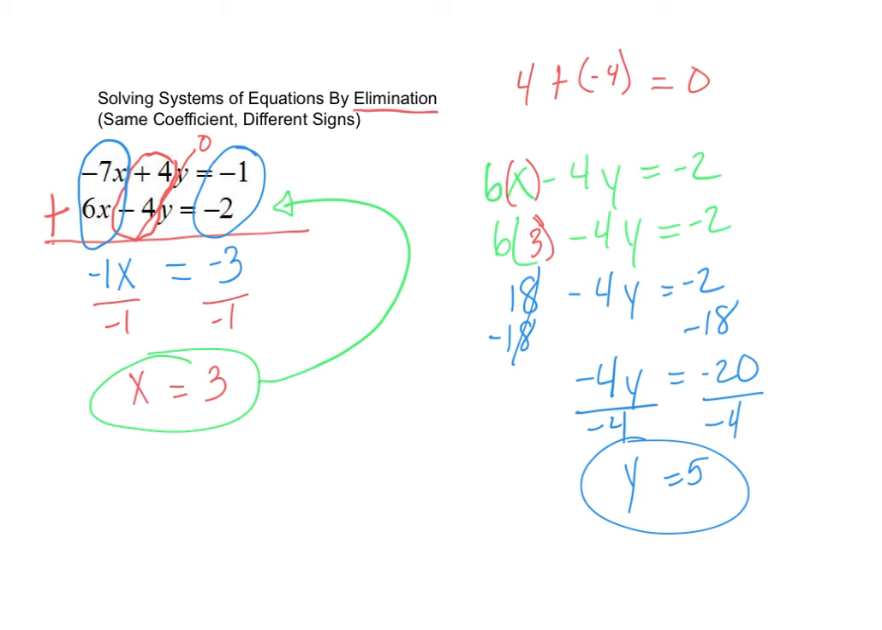Once you have x equals a number and y equals a number, you can identify the solution, because your solution should be an ordered pair. So (3, 5) would be the solution to the system. And this means that this is the only point that is common to both equations.